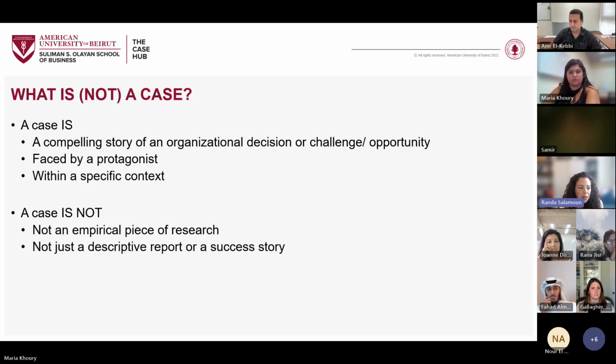So in the context of the conference, we are really referring to pedagogical case studies that are designed and crafted to be able to achieve specific learning objectives in the classroom in a discussion with our students. So effectively, we like to think of the case as a compelling story of an organizational decision or challenge or opportunity faced by a specific protagonist within a specific context. So the contextual dimension is really important.